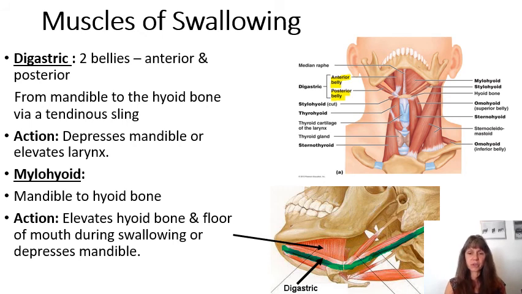The next muscle we're going to discuss is mylohyoid. The mylohyoid muscle goes from the mandible to the hyoid bone. Here we can see the mylohyoid muscle. The mylohyoid muscle elevates the hyoid bone and the floor of the mouth when swallowing, or it can depress the mandible.